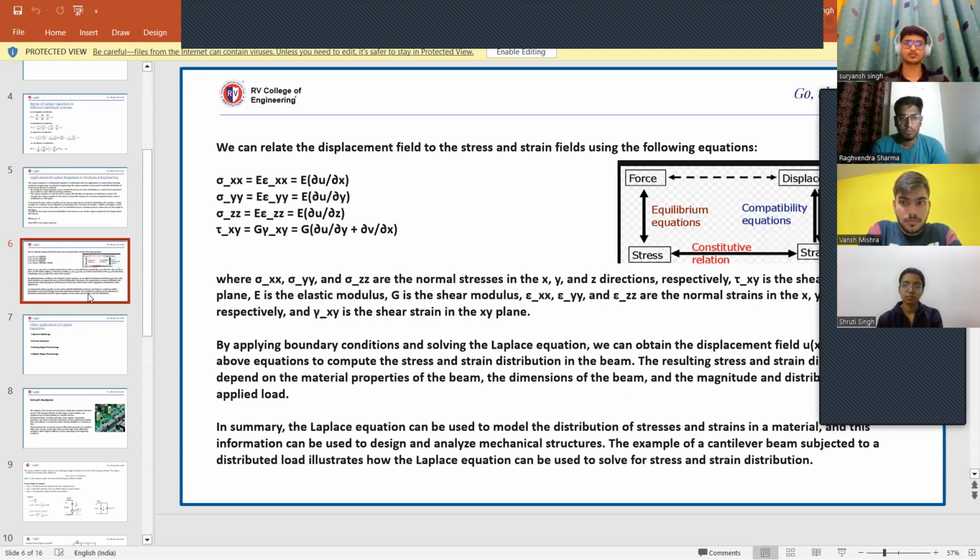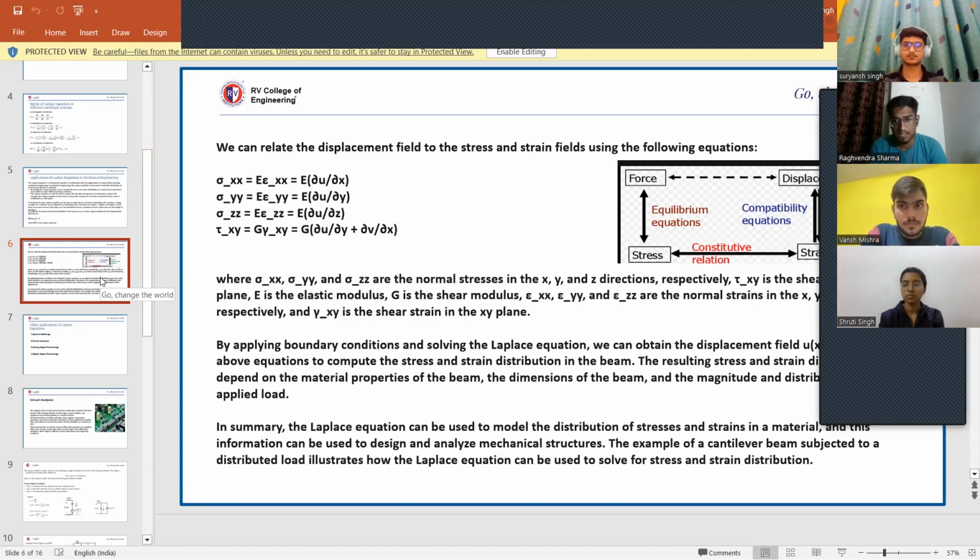Through various equations, we can relate the displacement field to the stress strain field using the following equations. And by applying the boundary conditions and solving the Laplace equation, we can obtain the displacement field. The above equations can be used to compute the stresses and strain distribution in the beam.